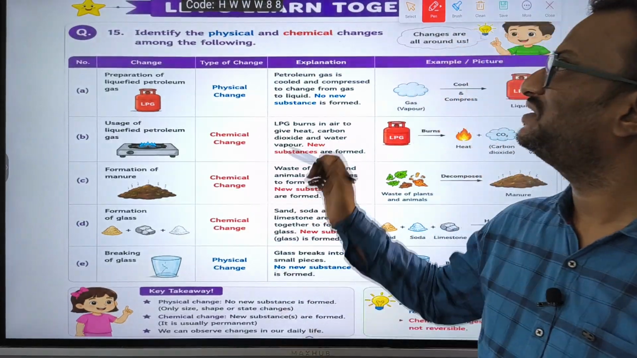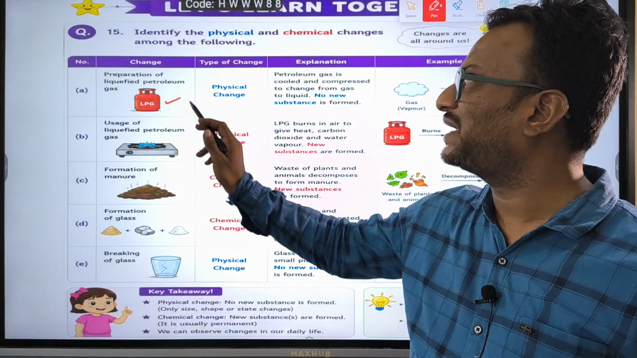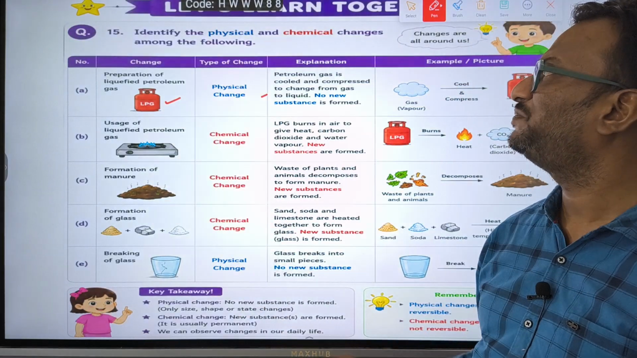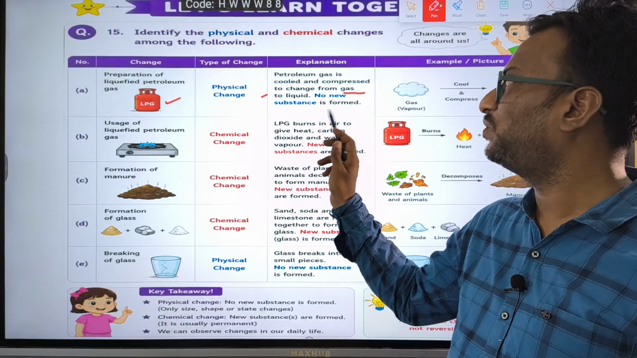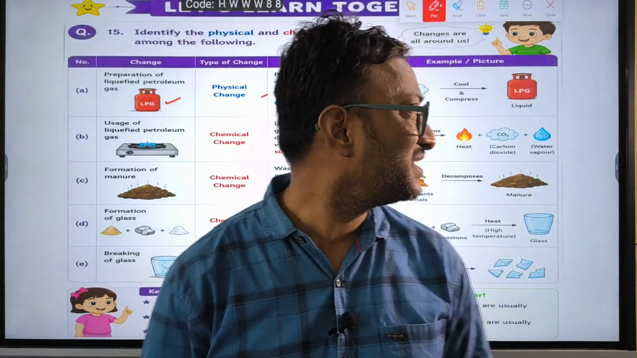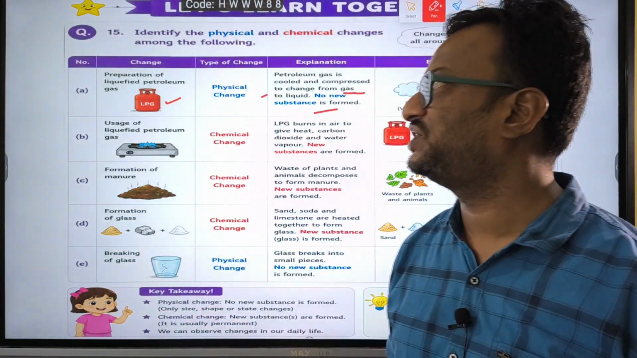Identify the physical and chemical changes among the following. Preparation of liquefied petroleum gas is a physical change. Petroleum gas is cooled and compressed to change from gas to liquid. No new substance is formed. The vapor cools down to form LPG. It is a physical change.